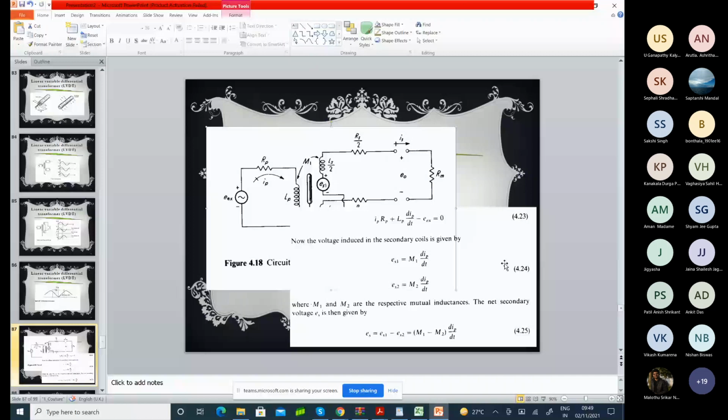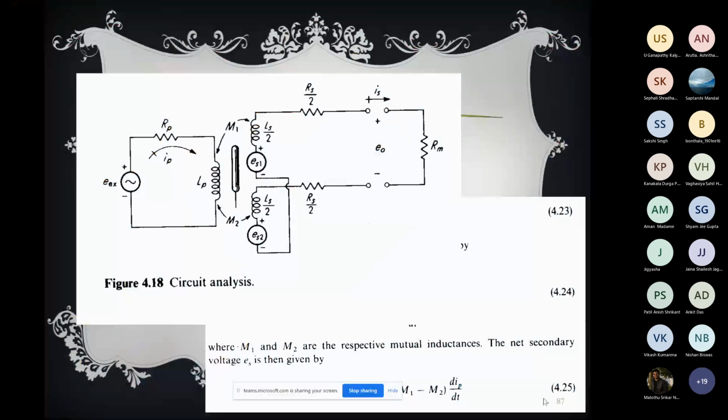Now you see the figure 4.18, which is from Bernoulli. You see that we have a primary where the excitation is EX, and we know that the primary is a coil, so it might have some resistance which we consider as RP, and the primary coil has some inductance also as it is a coil. So let's say the inductance is LP.